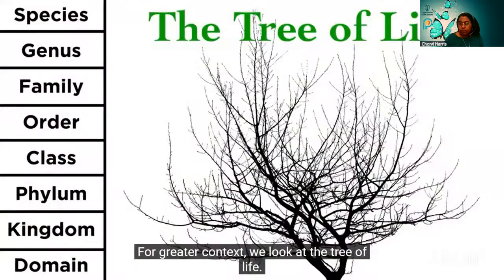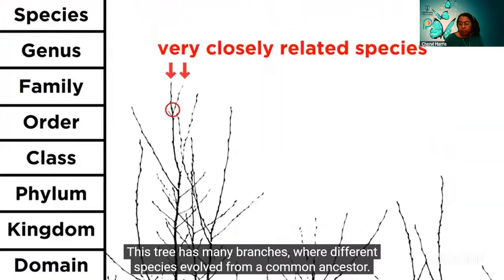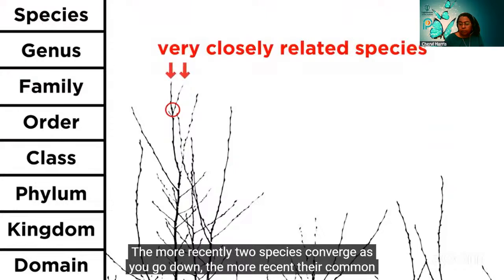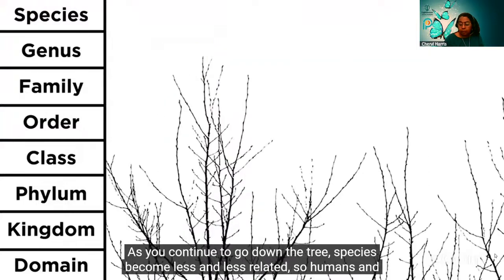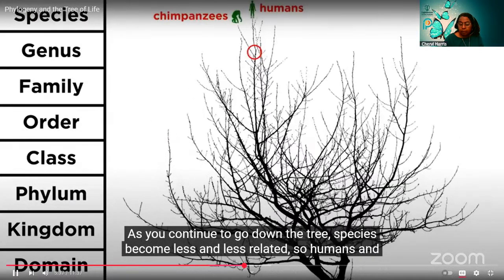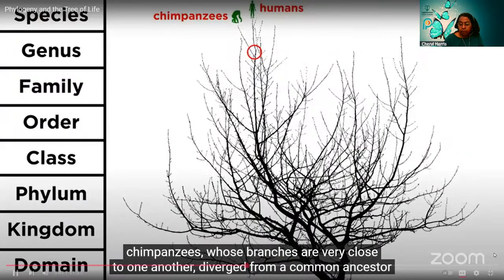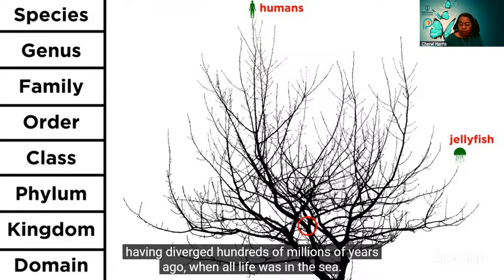For greater context, we look at the tree of life. This tree has many branches, where different species evolved from a common ancestor. The more recently two species converge as you go down, the more recent their common history, and the more closely related they are. As you continue to go down the tree, species become less and less related. So humans and chimpanzees, whose branches are very close to one another, diverged from a common ancestor only a couple million years ago, whereas humans and jellyfish are much more distantly related, having diverged hundreds of millions of years ago, when all life was in the sea.